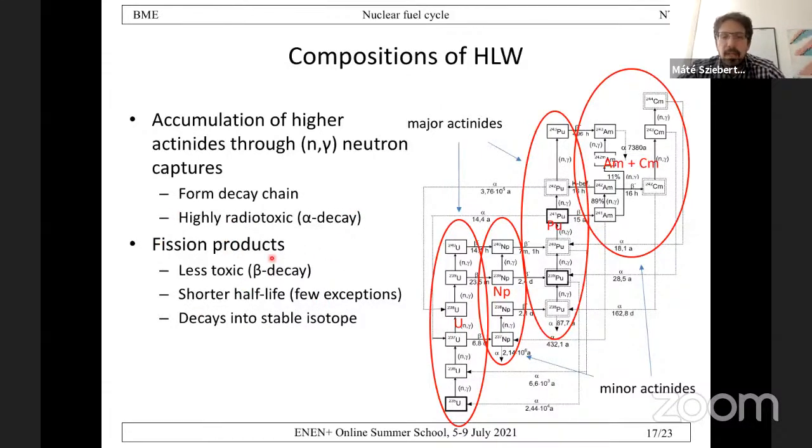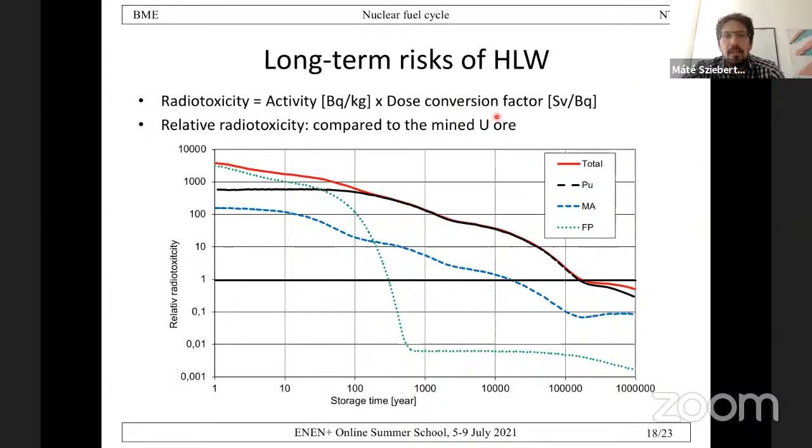On the other hand, fission products are less toxic because they have beta decay. They usually have, with a few exceptions, short half-lives, and usually with 1 decay decay into a stable isotope, or maximum with 2 decays. So if you look into the long-term risk of the high-level waste from the fuel, you will see that it is very much dominated by plutonium, and this is why it goes to the level of the uranium ore, which is a kind of reference level, only after more than 100,000 years.